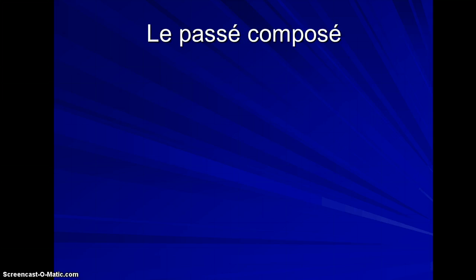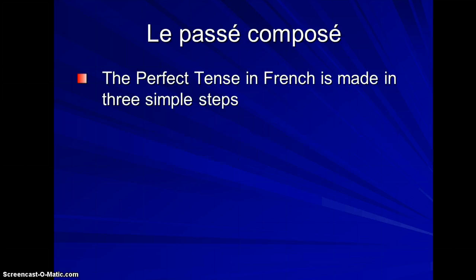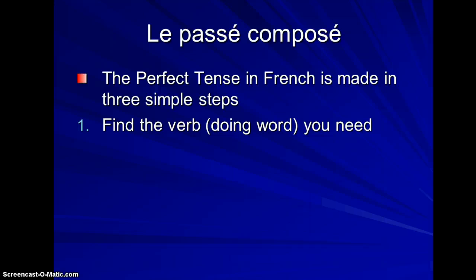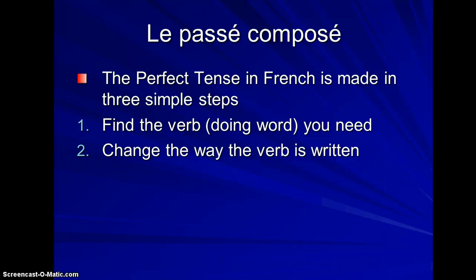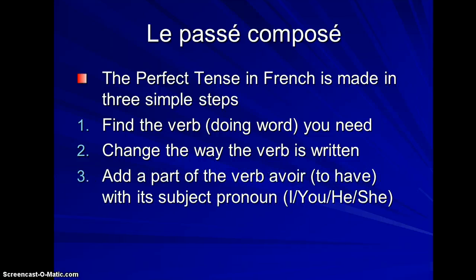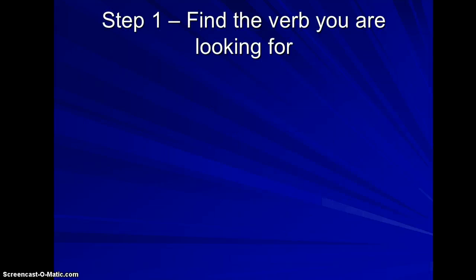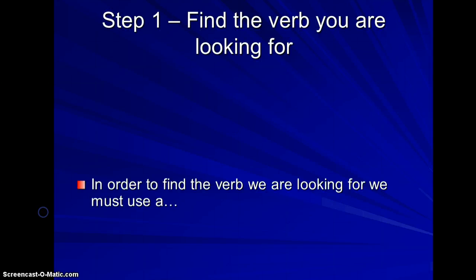Now the French word for this is le passé composé, and it's made in French in three really easy steps. Firstly, you need to find the verb that you need. Secondly, you change the way that the verb is written. And finally, you add a part of the verb avoir with its subject pronoun. And before we get confused about these grammatical terms, that simply means I, you, he, she, we, or they. So firstly, let's look at the first step, finding the verb that you're looking for.